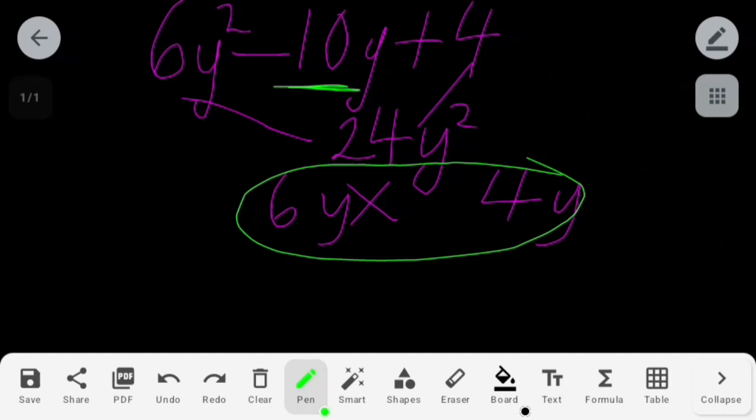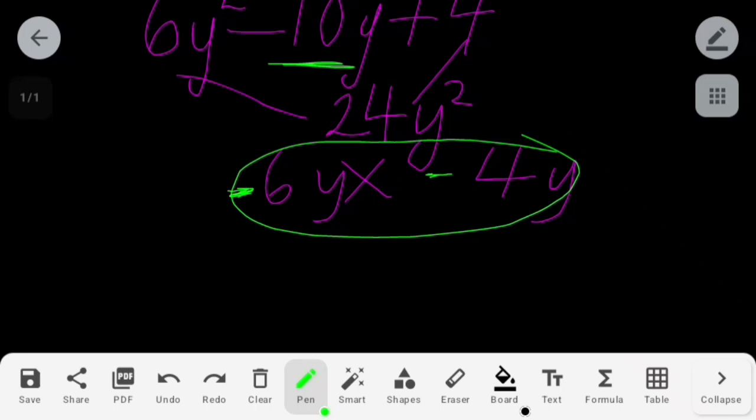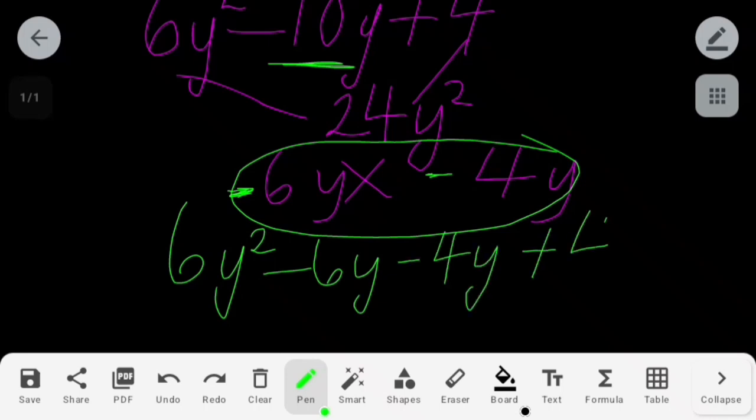So to get a positive 24, you can say negative 6 by negative 4. So negative 6 by negative 4, we get positive 24. So to get a negative 10, it's negative 6 minus 4. So now we're going to substitute, in place of negative 10, minus 6 and minus 4, in which I'm going to say 6y squared minus 6y minus 4y plus 4, like this. So negative 6y and negative 4y is a negative 10y, which is in the middle.